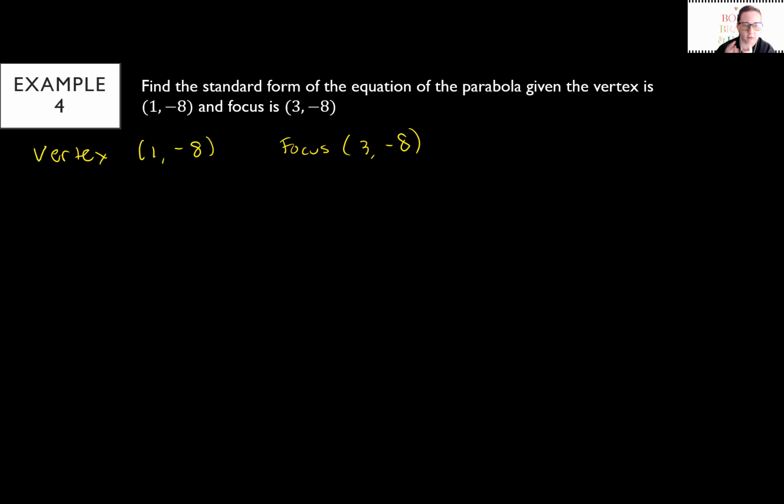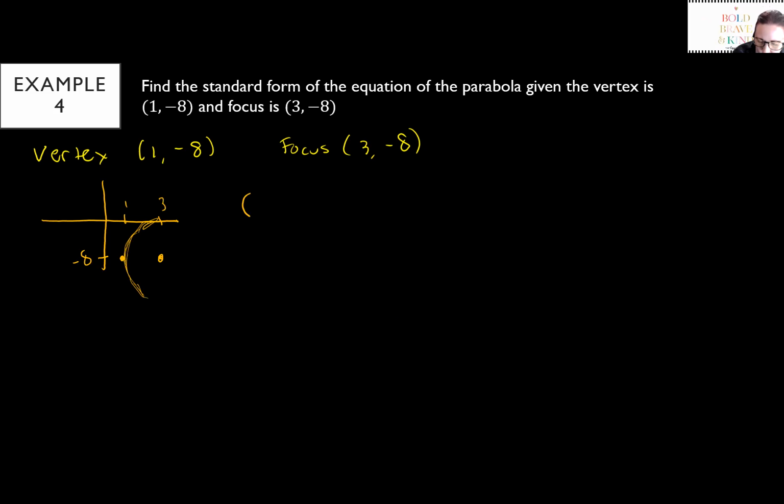Horizontal. Okay, so why do you say horizontal? Because it's going that way. So when I plot my points, so let's say (1, -8) is somewhere down here. I don't need to put them exactly where they are, and then I've got (3, -8). So the vertex hugs the focus. So that means, yes, it's going to be horizontal. I have to open towards my focus.